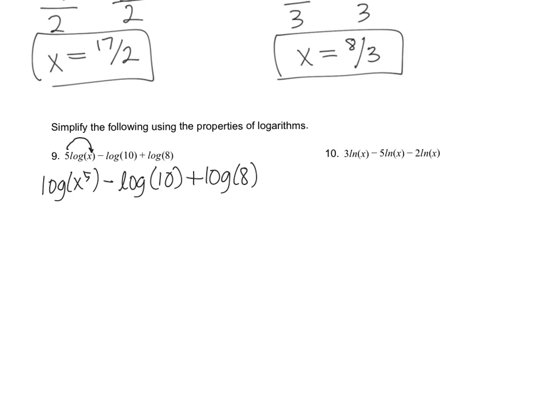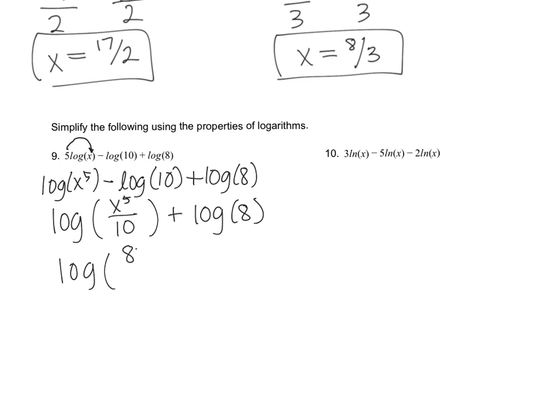Now we're going to work our way left to right combining logarithms. So first we want to take log x to the 5th minus log 10 and combine it to a single logarithm. Anytime we're subtracting two logarithms, they get combined as division. So we end up with log x to the 5th over 10 plus log 8. Anytime we're adding two logarithms, they get combined as multiplication. So we end up with log 8x to the 5th over 10.